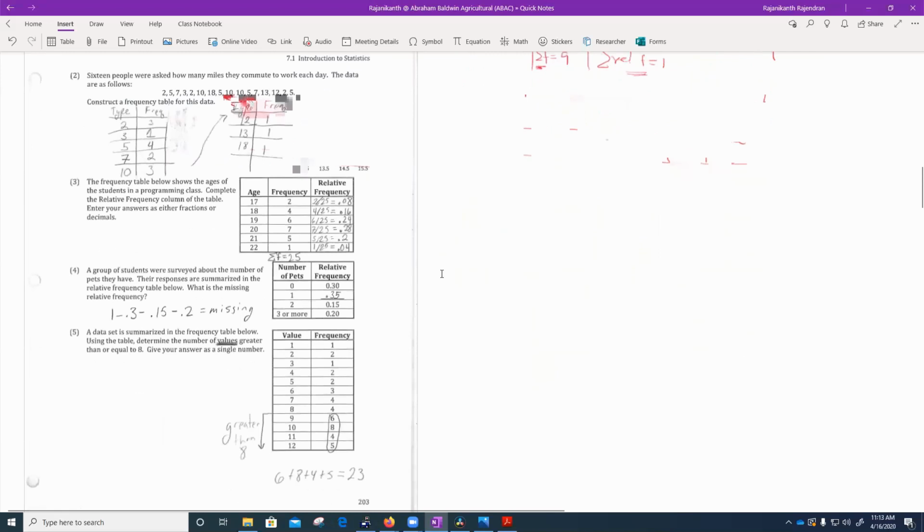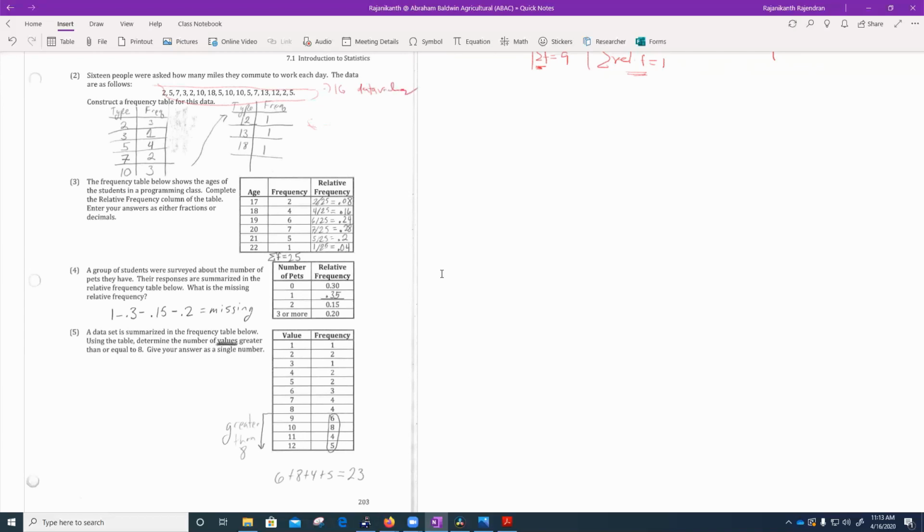So now this is one example. Make sure that you understand this. You are given the data set here. How many data values are there? 1, 2, 3, 4, 5, 6, 7, 8, 9, 10, 11, 12, 13, 14, 15, 16. There are 16 data values given.